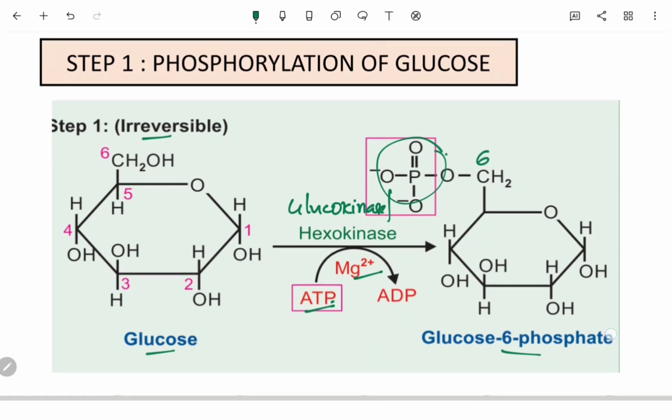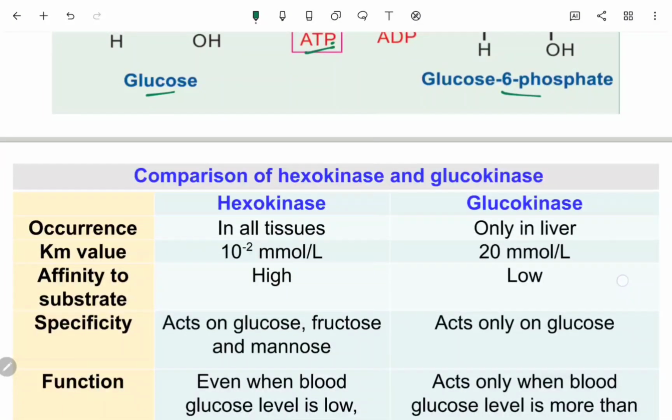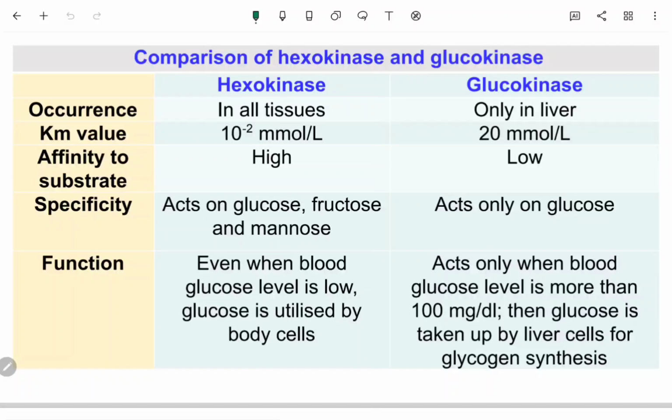Now let's see what are the differences between glucokinase and hexokinase. Hexokinase is present in almost all tissues, and glucokinase only in the liver. As you can see here, the Km value for hexokinase is low, and for glucokinase it is high. When compared with hexokinase, the value of Km is high. What is Km value? It is the substrate concentration at half maximal velocity. So Km value will be inversely proportional to affinity.